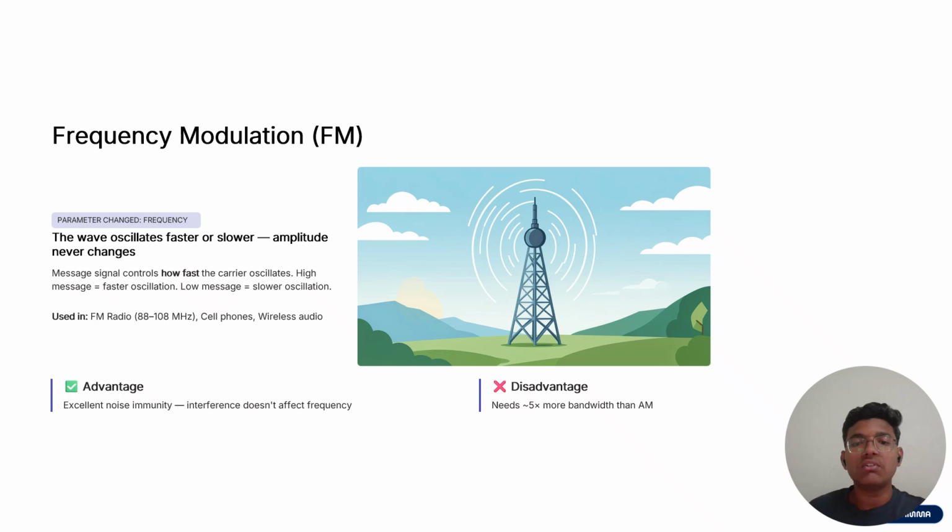But the disadvantage is FM needs more bandwidth. It needs around 5 times more bandwidth than AM. So the summary is FM is clearer than AM but needs more bandwidth.